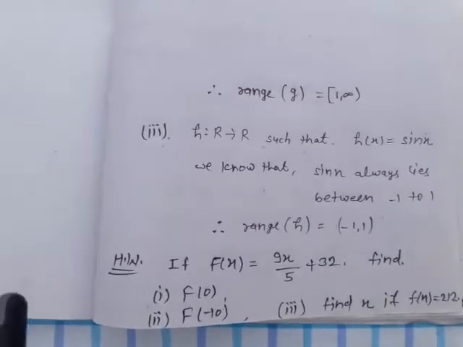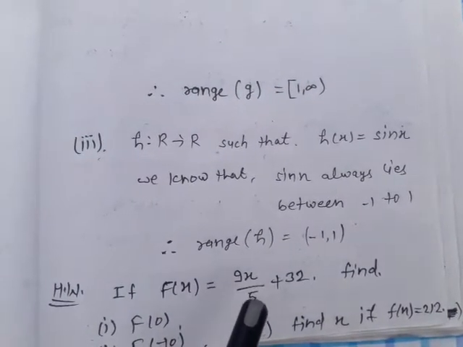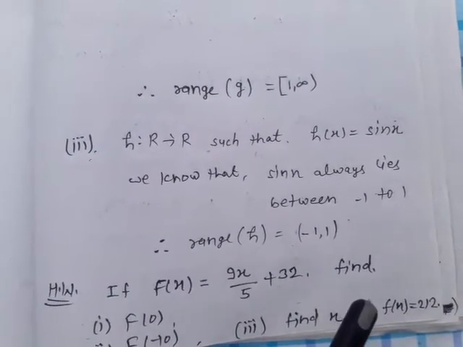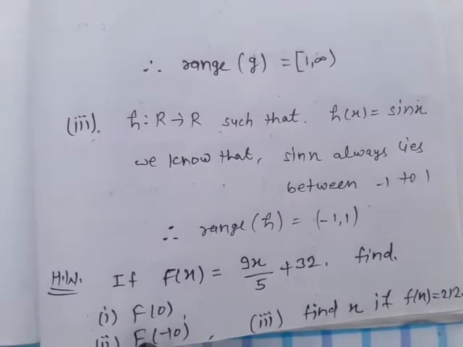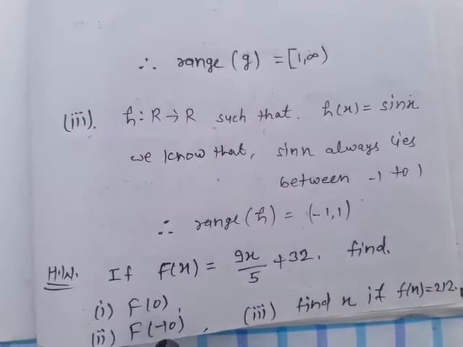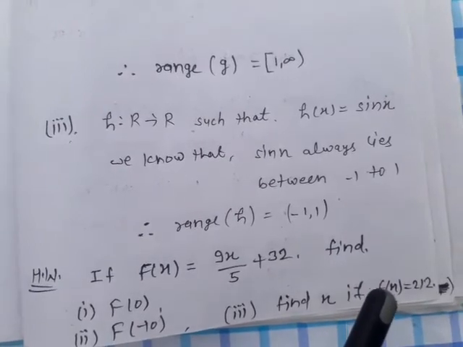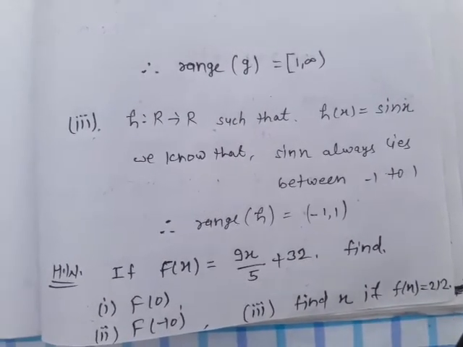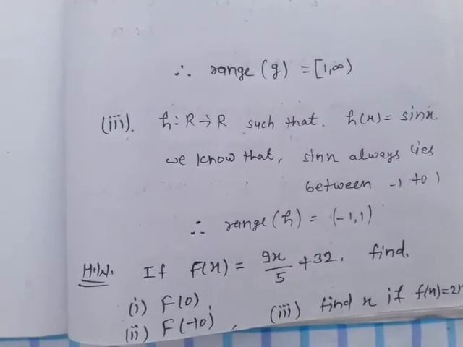On the basis of today's lecture, you can solve your homework. Your homework is: if f(x) is equal to 9x upon 5 plus 32, then find f(0). Second, f(-10), and third, find x if f(x) is equal to 212. And also you try your exercise.